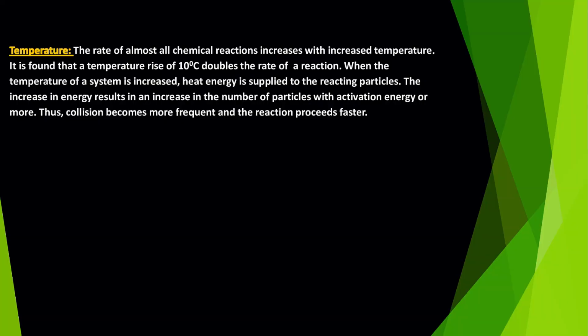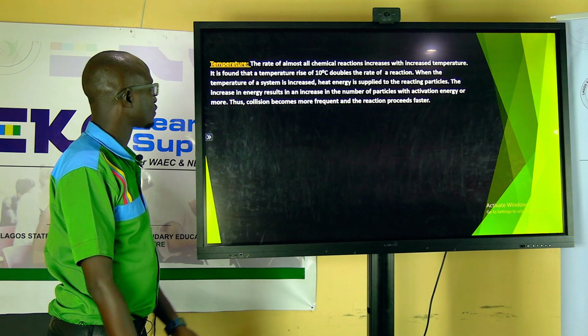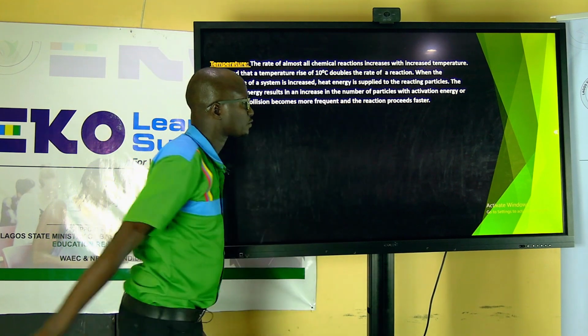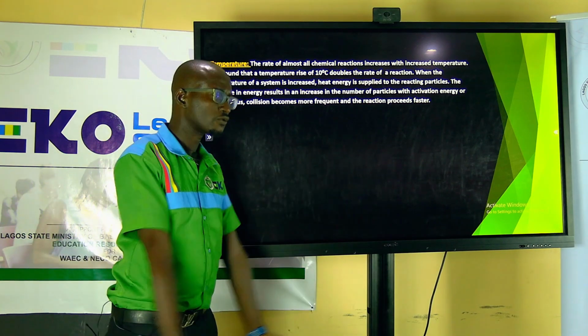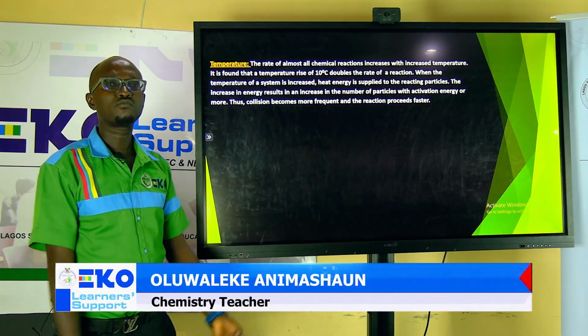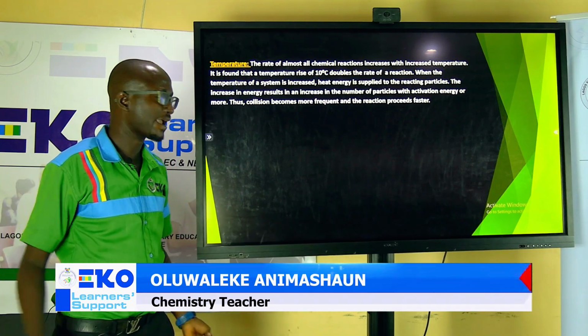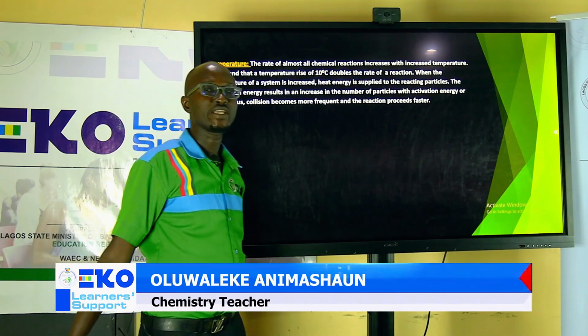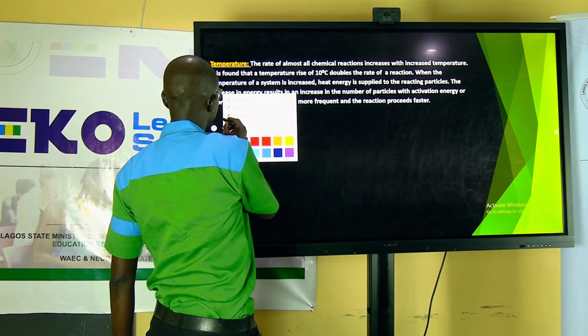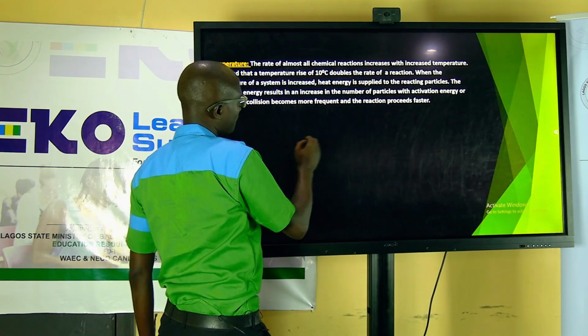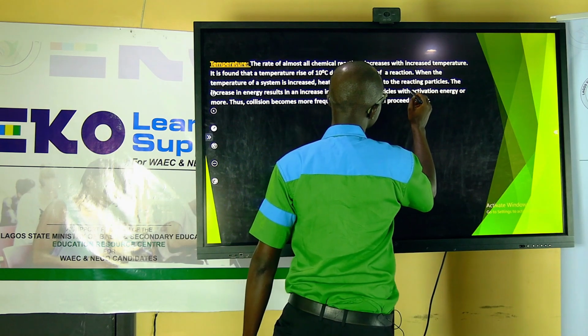So when the temperature of the system is increased, the heat energy is supplied to the reactant particles. The increase in energy results in an increase in the number of particles with activation energy or more. Thus, collision becomes more frequent and reaction proceeds what? Faster. Yes, that's another point. If you increase the temperature, it will make more reactant particles to have energy equal to the activation energy. Activation energy.